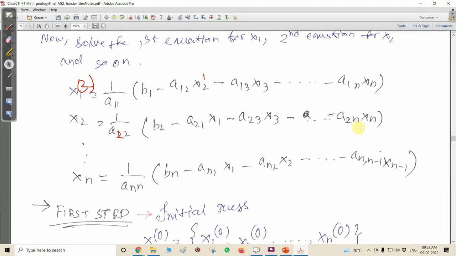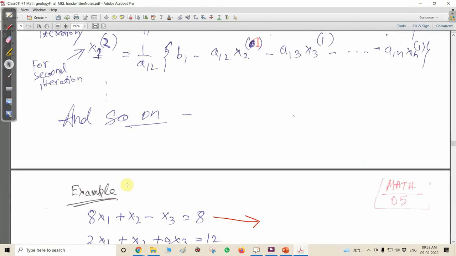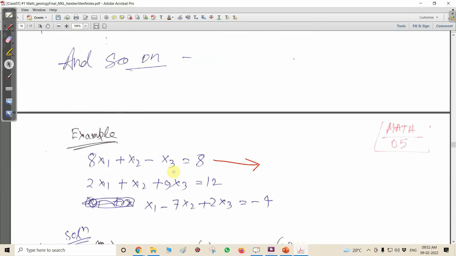It may look like a complicated thing, but it's not, and so on. Now let's solve this problem. 8x1 plus x2 minus x3 equals 8. 2x1 plus x2 plus 9x3 equals 12. x1 minus 7x2 plus 2x3 equals minus 4.